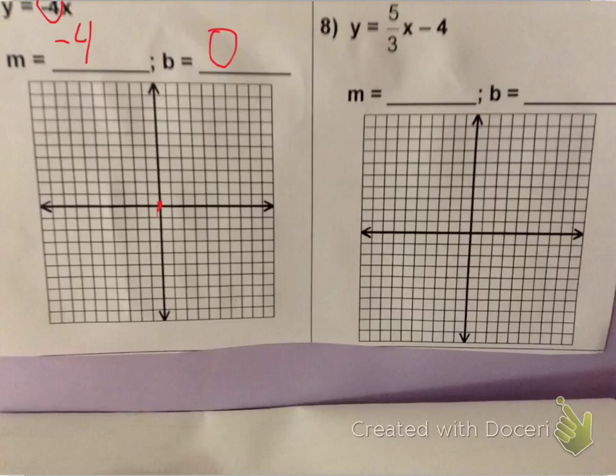So since my slope is not a fraction, you're going to put it over 1. Because the slope is negative, you go down 4 over 1. So count down 4 over 1. Down 4 over 1. And then go up 4 over 1. Up 4 over 1.